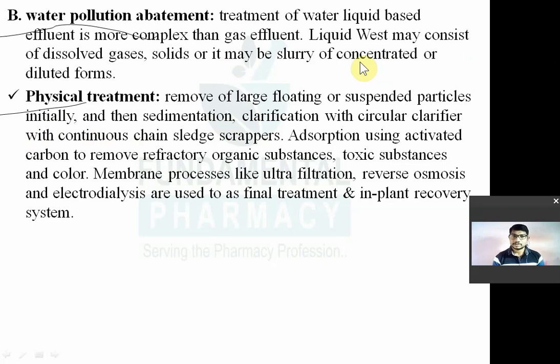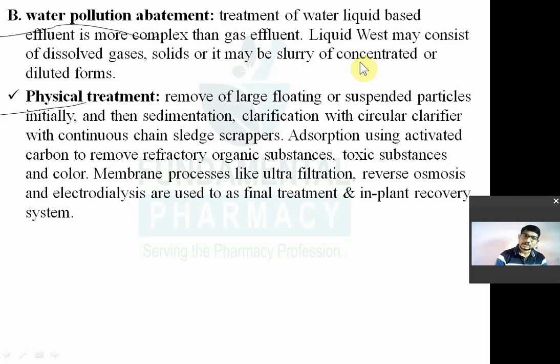उसमें इनिशियली कुछ फिल्टर यूज़ करते हैं कि जो बड़ा बड़ा सॉलिड है, so floating and suspended particles, large floating and suspended particles, they will be removed initially, and then that liquid will be subjected for sedimentation to clear it. Okay? And then clarification with a circular clarifier with continuous chain sludge scraper.